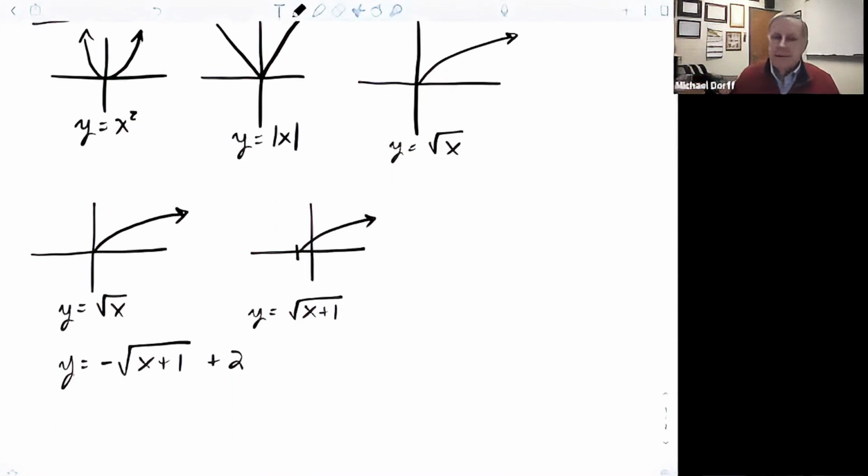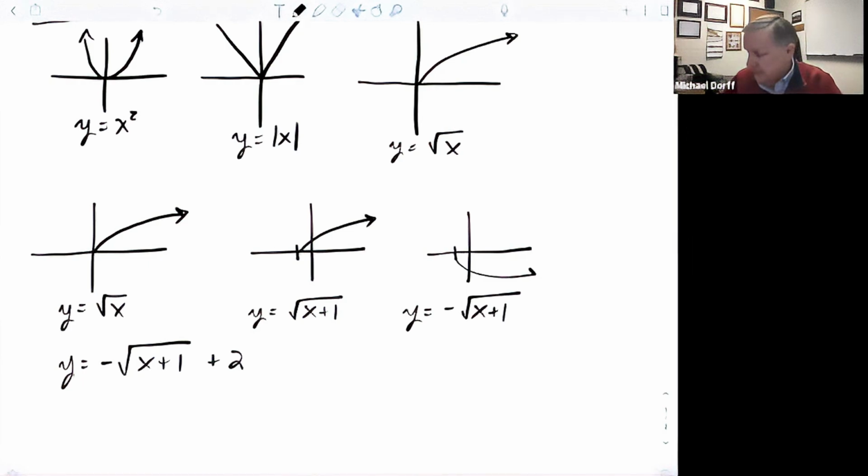The next thing that's closest to the x that changes here is putting the negative on the square root. And how does that affect it? Well, I start with my function that I had before, the square root of x plus 1. When I put a negative in front of everything, that flips it across the x-axis. So now this one's going to look like this.